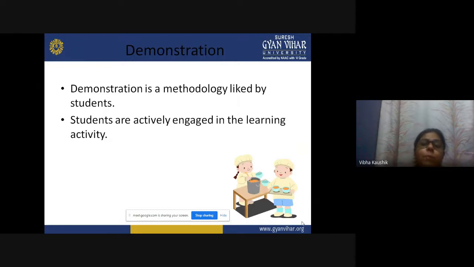Now, what do you mean by demonstration method? Demonstration is a methodology liked by students. It's a method that is liked by the students very much. Students are actively engaged in the learning activities. Why do they like the demonstration method? Because they are actively involved in the learning activities.